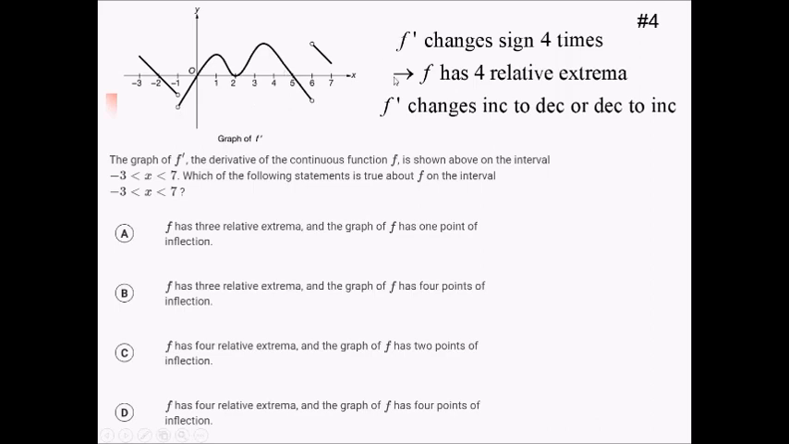So that was a total of 4 times that we're changing direction, reversing direction, which means that f itself has 4 points of inflection. So we're looking for 4 and 4, and that would be answer choice D.